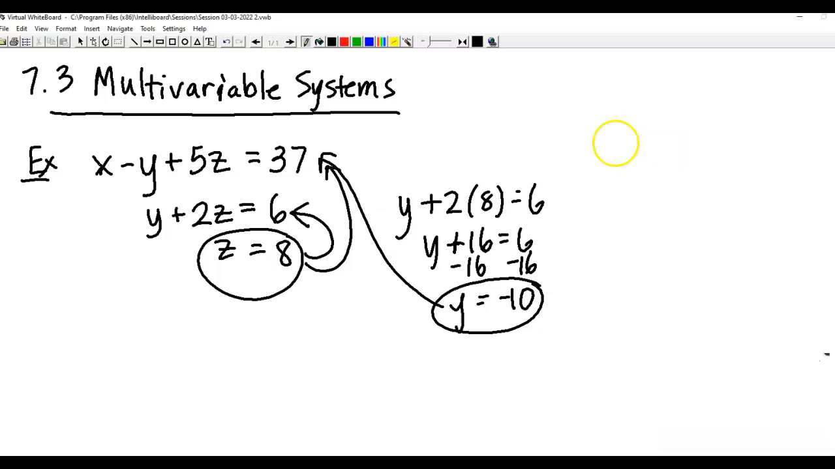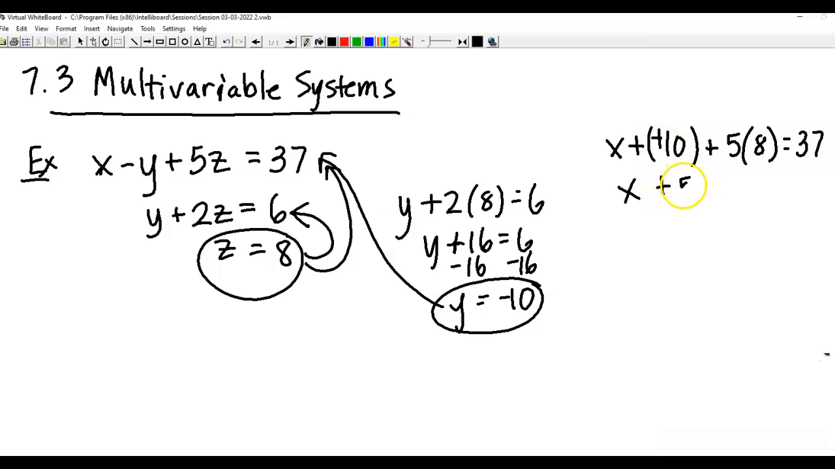So I'm going to do that over here. x minus a negative 10 plus 5 times 8 equals 37. So x plus 10 plus 40 is 50. And we get our final answer for x is negative 13.